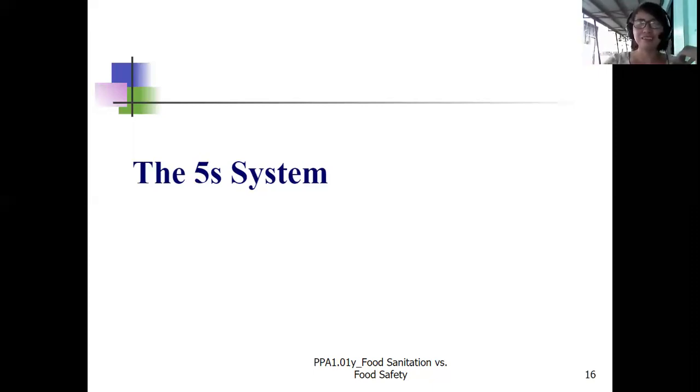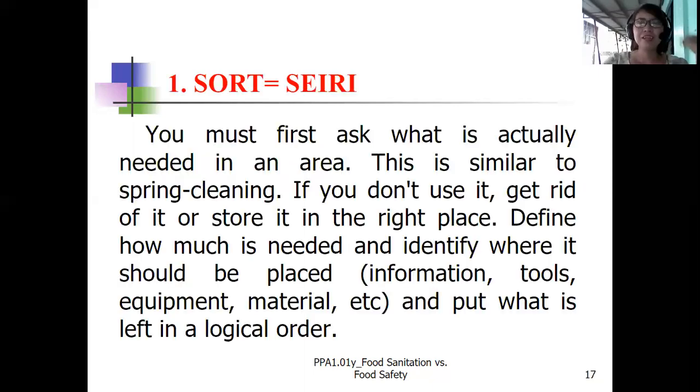So the 5S system. So first is assort, or in Japanese term, it is SEIRI. So it means you must first ask what is actually needed in an area. So this is similar to spring cleaning. If you don't use it, get rid of it or store it in the right place. Define how much is needed and identify where it should be placed.